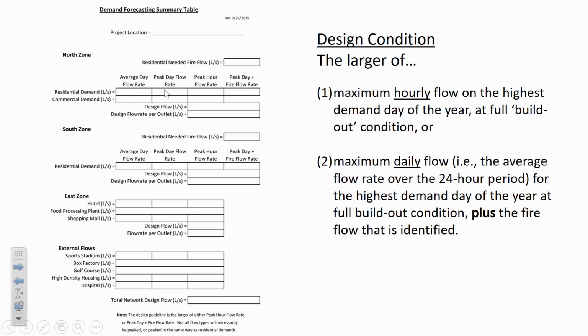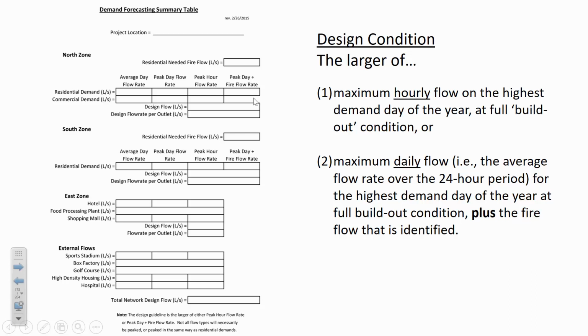And then the format of this table, as you read through the assignment description, you'll see why I formatted things the way they are. If you calculate the average day, then the peak day is going to be 1.8 times the average. The peak hour will be 3.25 times the average day. And then you'll combine, in any place where there's a residential demand, the peak day plus fire flow. And then the design flow is going to be either the peak flow during the highest hour or the peak day plus the fire flow.